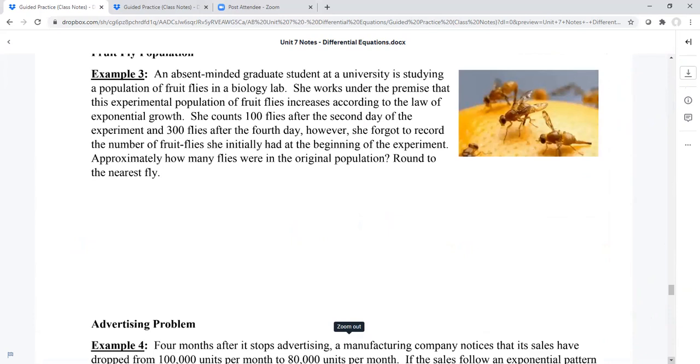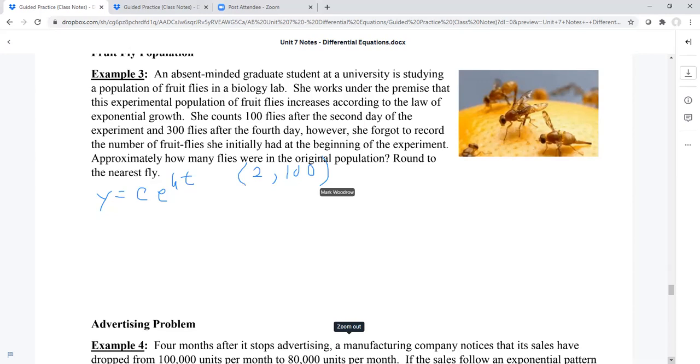So it says, an absent-minded graduate student at the University is studying population of fruit flies. She works under the premise this experimental population of fruit flies increases according to the law of exponential growth. So what that tells me is we're going to use y equals C e to the kt power. She counts 100 flies after the second day. So when t is 2 days, there's 100 fruit flies there.